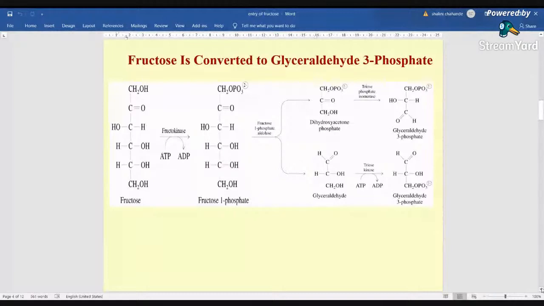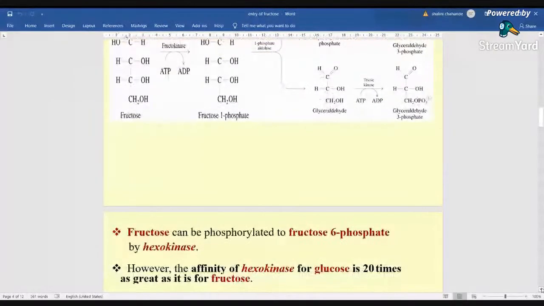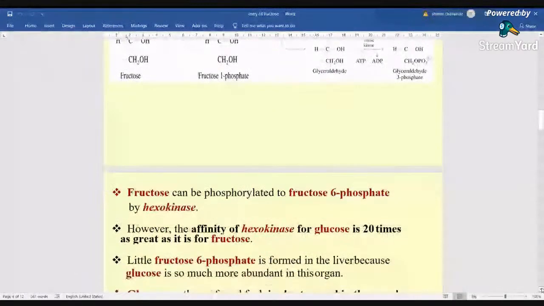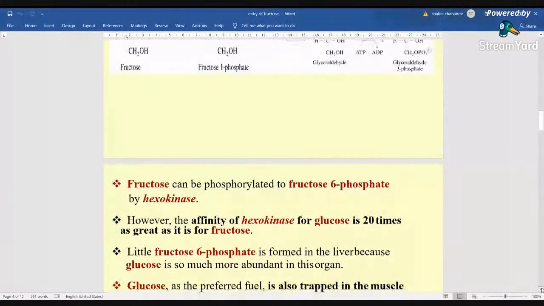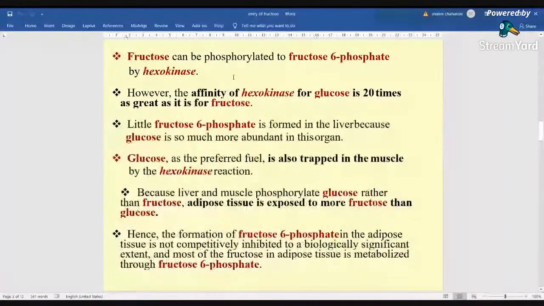Glyceraldehyde will be converted into glyceraldehyde 3 phosphate, and dihydroxyacetone phosphate will be converted into glyceraldehyde 3 phosphate. Now, fructose can be phosphorylated to fructose 6 phosphate by hexokinase. We know that hexokinase is present in the liver, the enzyme which is also present in glycolysis. However, what happens?